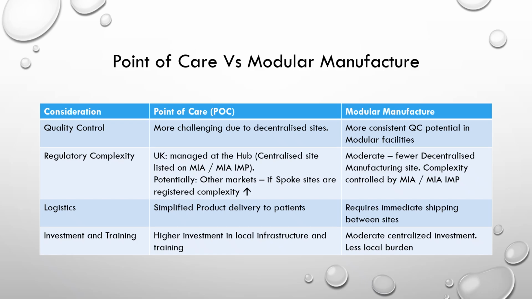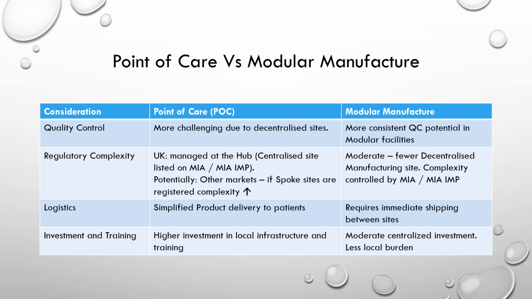Quality control. Again, because these are point of care, you would need to train up the relevant site in order to ensure that they adhere to good manufacturing practice, which includes quality control. And so this might be challenging for point of care, but for modular manufacturing, this is likely to be built into their modular facilities, and so they're more likely to have better QC potential.